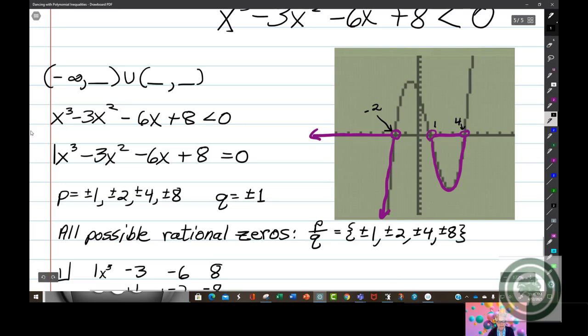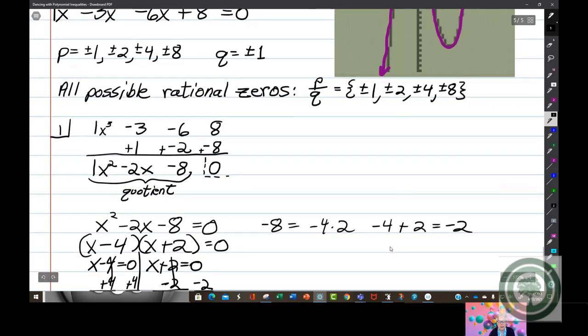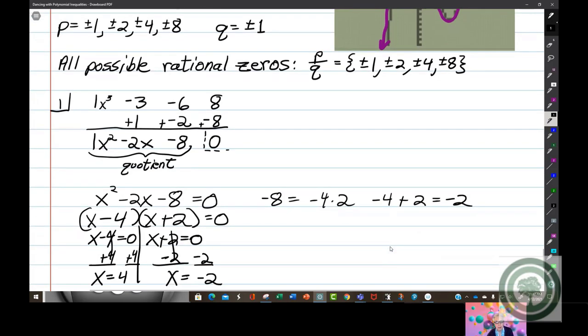All right, now we can finish up our solution. Negative 2 is going to go here. 1 goes there. 4 goes here. Let me see, that's a 1. Cute, very cute, Barbara. All right, we have done this. We have conquered. We have mastered polynomial inequalities.